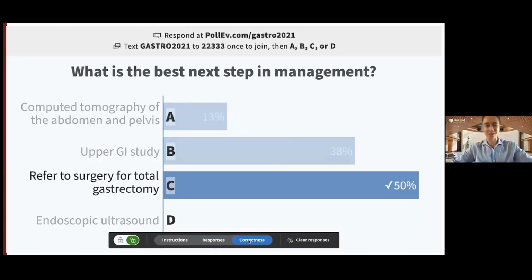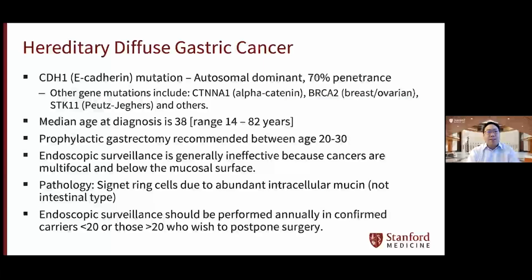And perhaps Dr. Juan can illustrate why this is the best answer in this question. Yeah, if you want to go to the next slide, we discussed this. So this patient has a CDH1 mutation, and this is part of the hereditary diffuse gastric cancer syndrome. This is an autosomal dominant disease with 70% penetrance. So these patients have an extremely high risk for going on to gastric cancer.